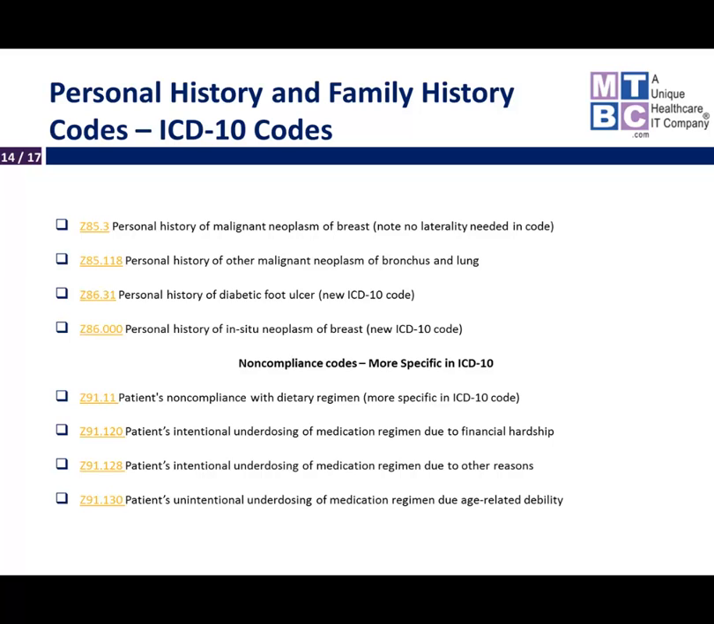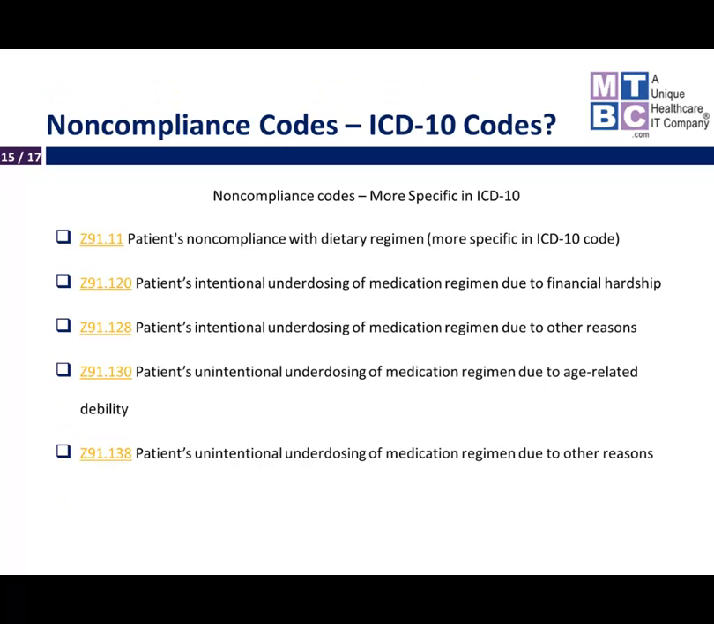Z91.11 is non-compliance with dietary regimen. 120 and 128 are intentional underdosing, either due to financial hardship or other reasons, like I don't want to take it, so I took less. And then there's also a code for underdosing due to age-related debility. Okay, that's 130. Let's actually repeat that slide.